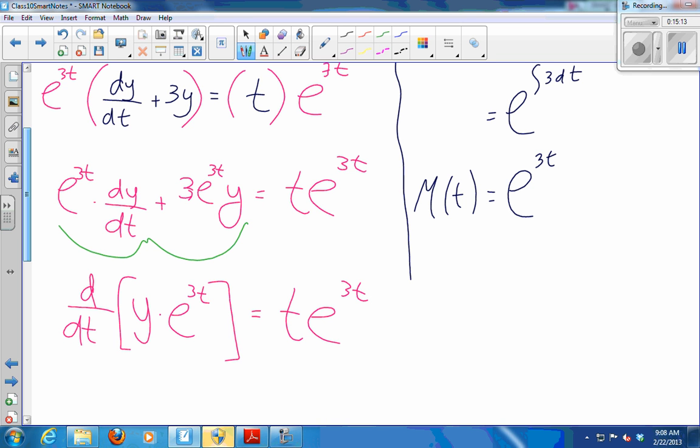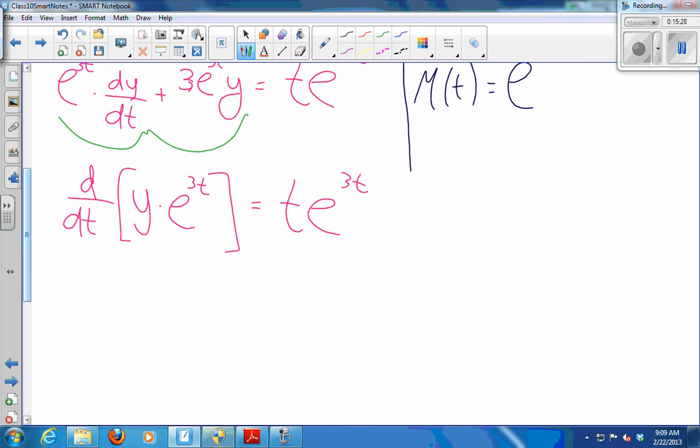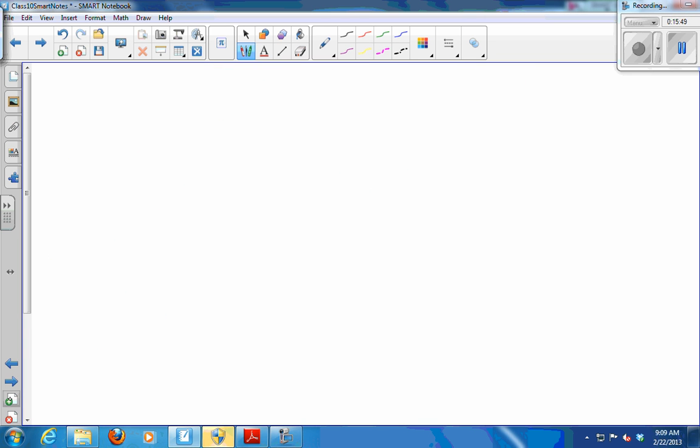So this is the key step here, being able to recognize this as the derivative of the product of y and mu. Once you have that, then we can just integrate both sides. Okay, so the integral of d/dt of some stuff just gives you your stuff back, y e to the 3t. And the integral of t e to the 3t, by parts, yes. So maybe we'll do it on another slide here.